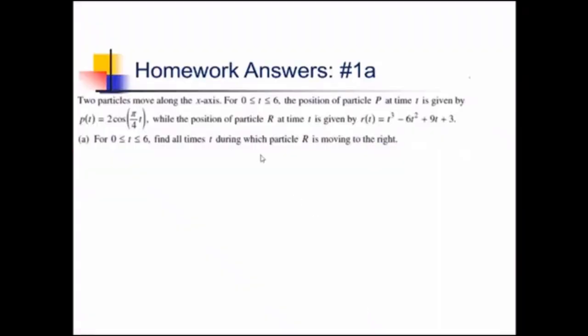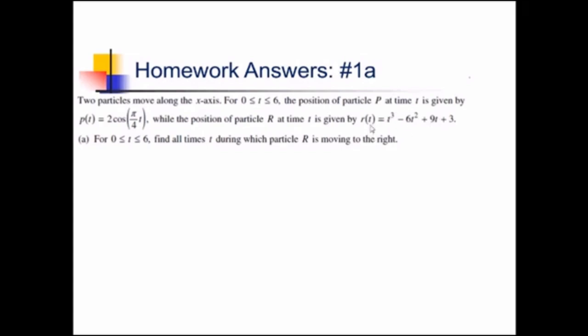On this problem, I have two particles going along the x-axis, and between times 0 and 6, the positions of particles p and r are given by these p and r functions here. Now we want to find all the times on the interval 0 to 6 where particle r is moving to the right. So if I want to know which direction r is going, I need to take this r of t function and find its derivative, its velocity.